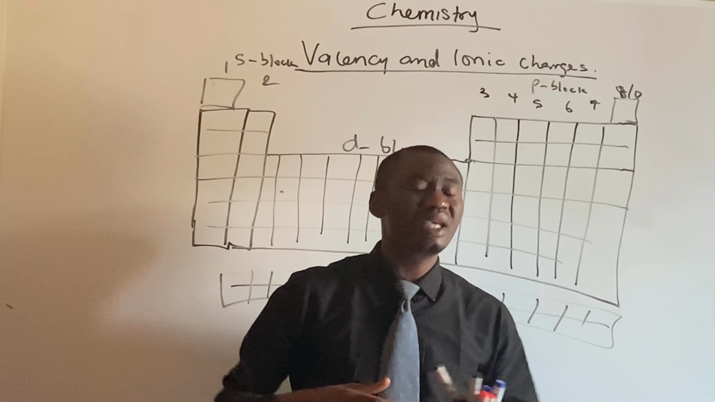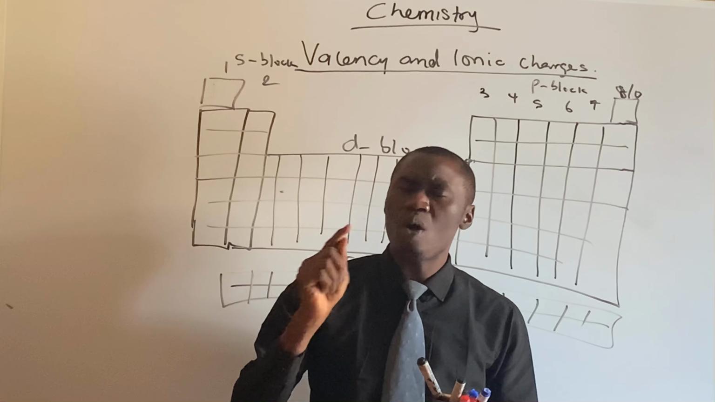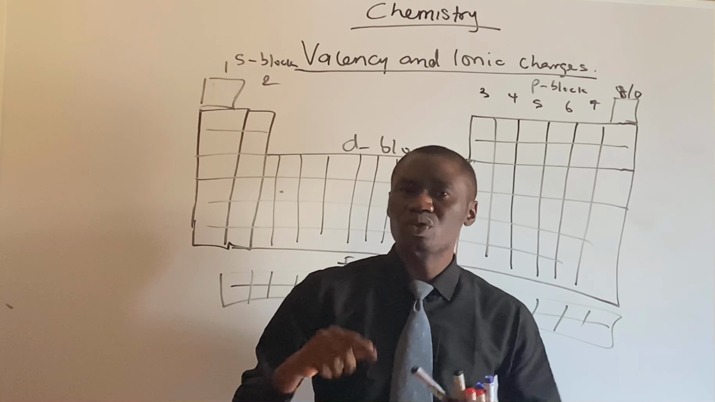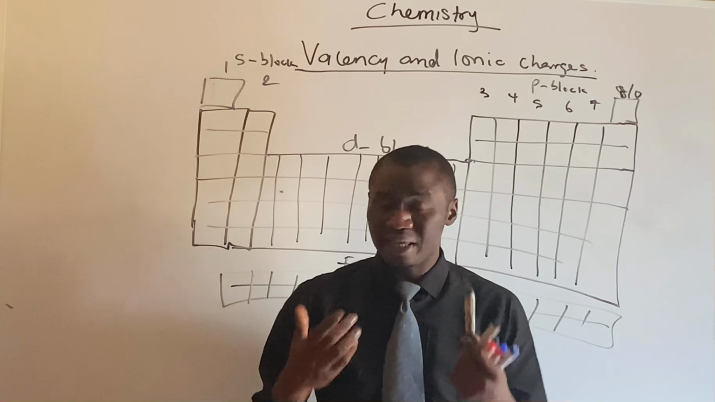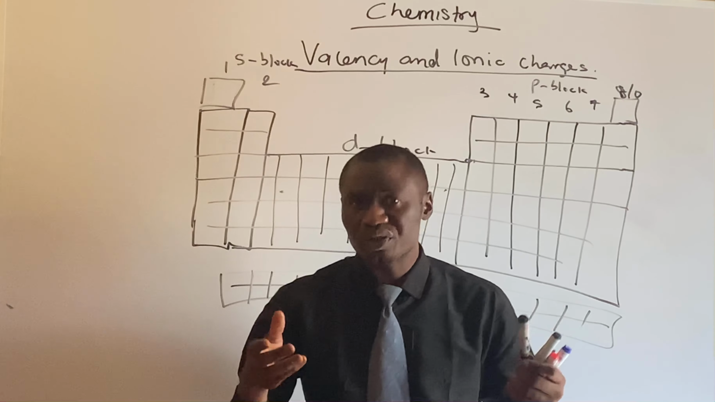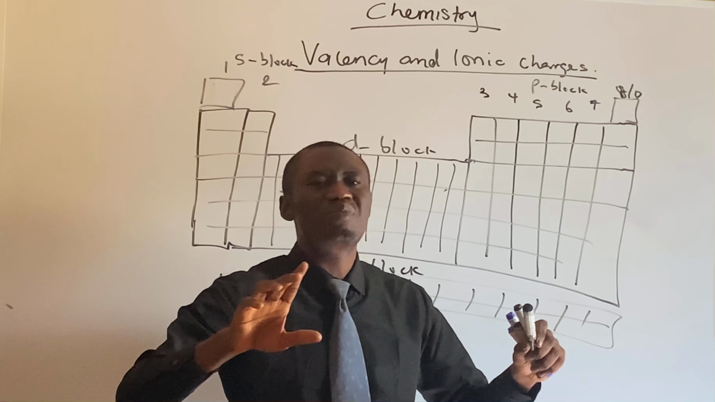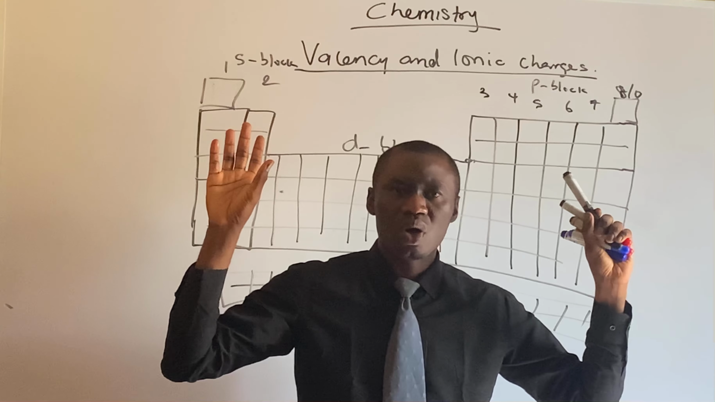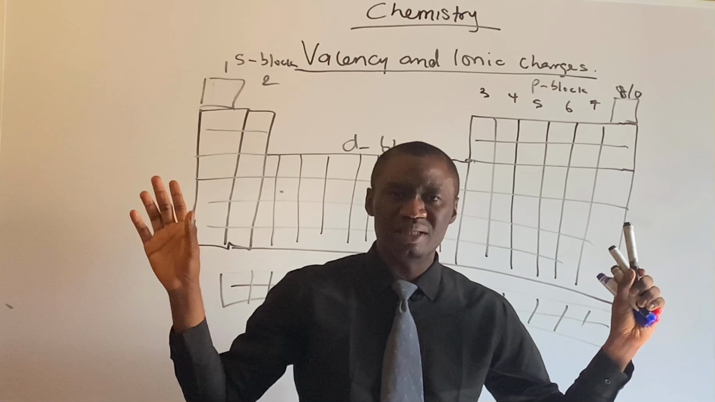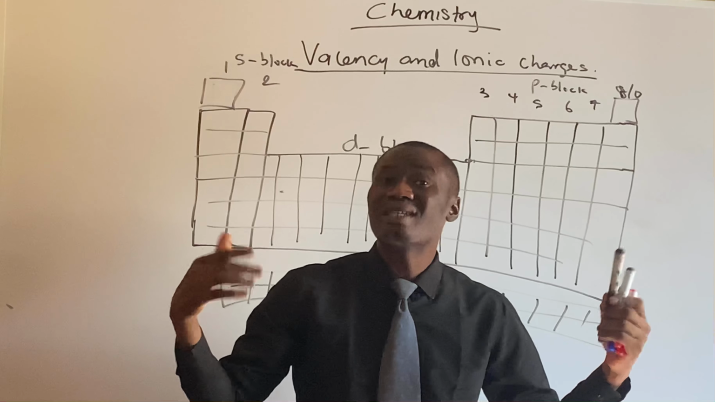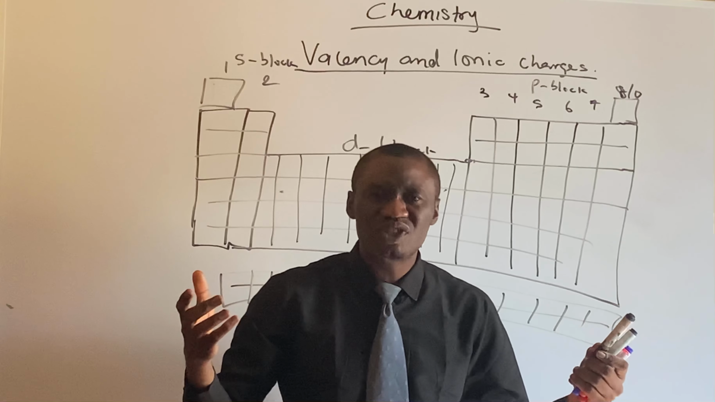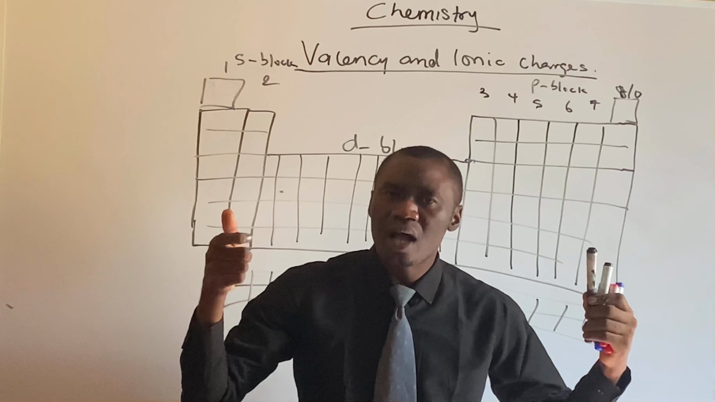showing the number of electrons gained, lost, or shared during chemical combination, which indicates the number of electrons shared, gained, or lost during chemical bonding. But ionic charge is simply talking about the charges on an ionized atom of element, which could be a positive charge known as cations, or a negative charge known as anions.